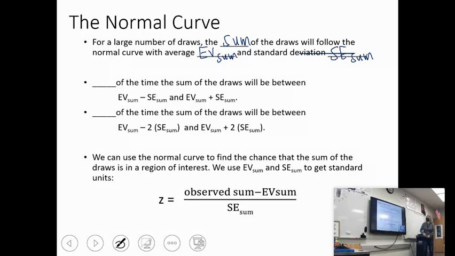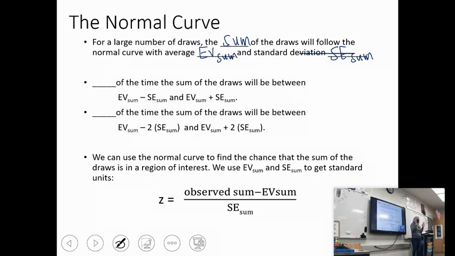Okay, so if we sum the draws and plot them, it should follow a normal curve, and the average would be what we expect, that EV sum, and then the standard deviation would be the SE sum, okay?